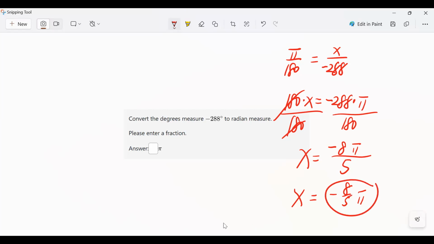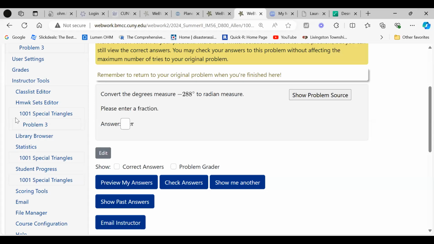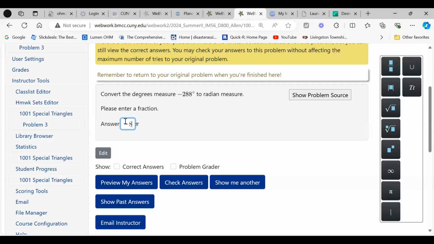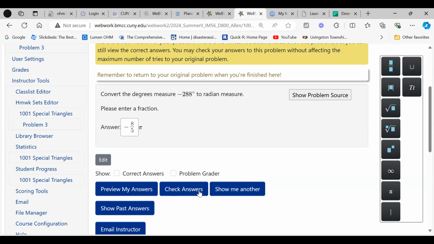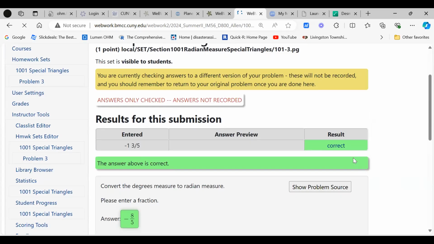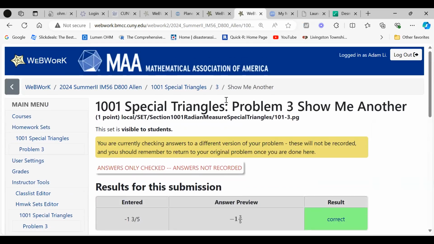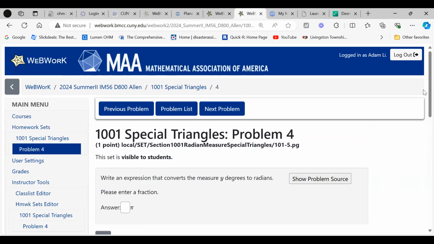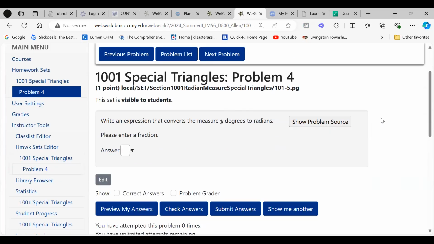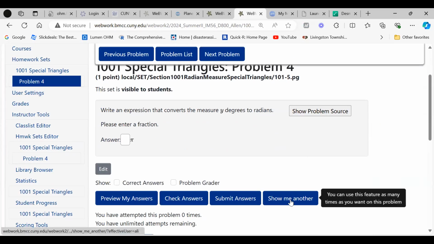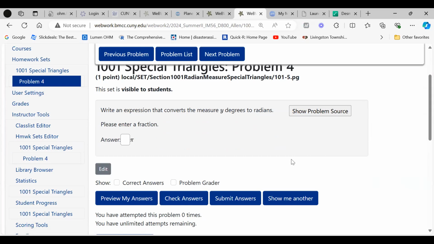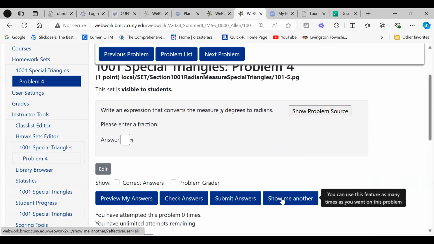Any questions? So minus 8 over 5 pi. Check the answer. That should be good. Let's look at the next question, converting y degrees to radians. For y degrees, you just write the answer with a y, that's all.